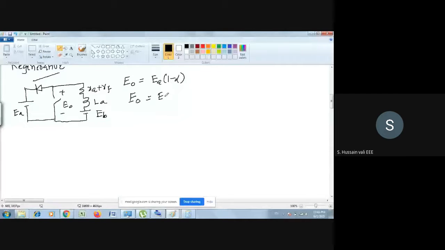Now, one important thing you must understand: in the derivation, you have seen that IA is in the opposite direction. So IA is negative. So in place of IA, you put minus IA. So minus IA plus R. There is no other difference you will find.